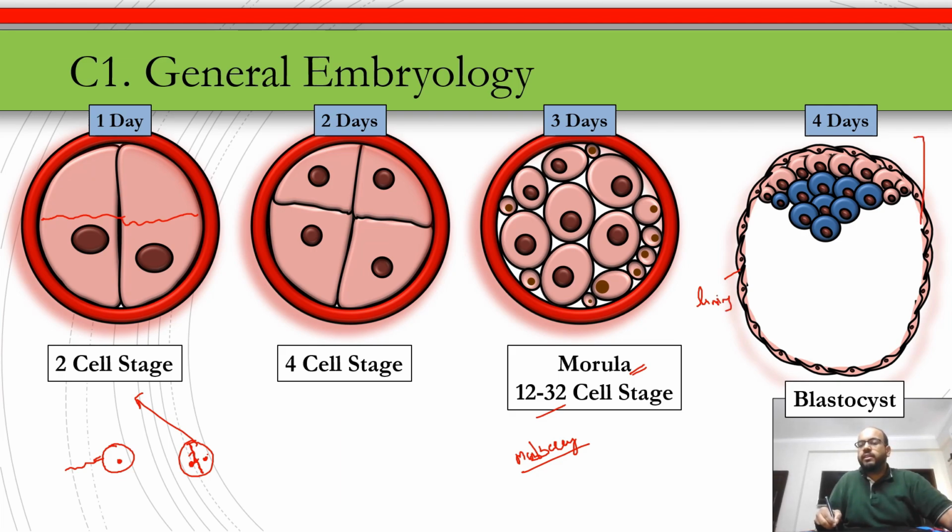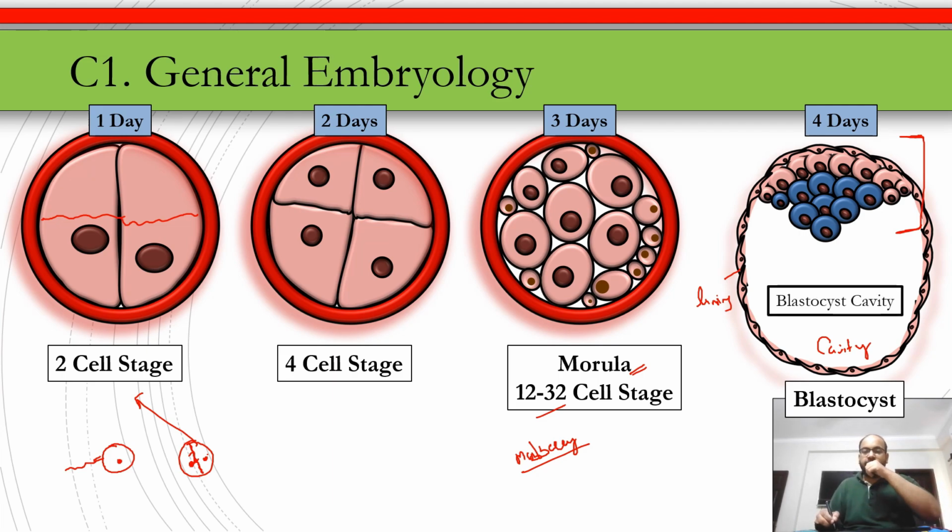These are all the other cells collected at one end. So these are the collection. Clear? Now, when all the cells go to one end, you will have a large cavity in between. It is not an empty cavity, there's fluid inside, but there are no cells. This is known as the blastocyst cavity.